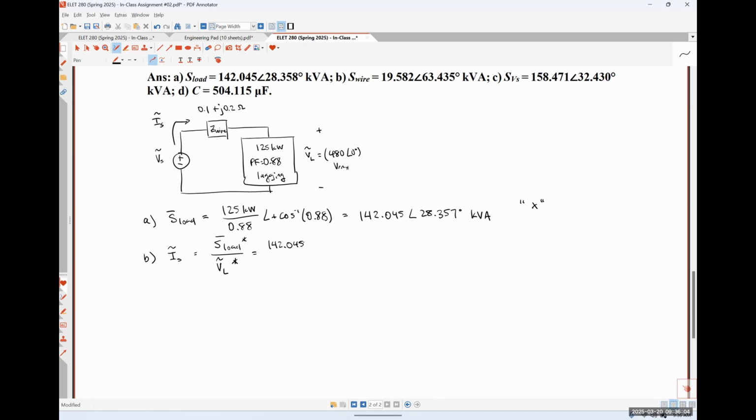142.045 times 10 to the 3 to put things in volt amperes, with an angle of negative 28.357 degrees VA. The negative sign there is coming from the conjugate operation. And I'm going to divide this by 480 angle 0 degrees volts RMS.